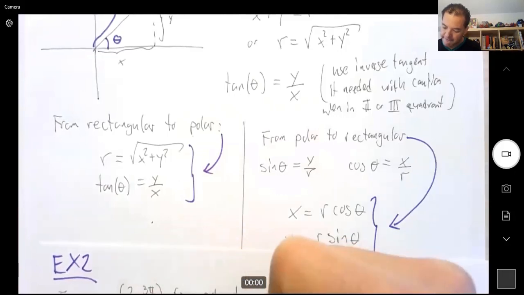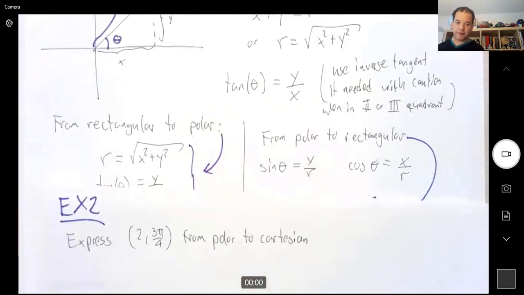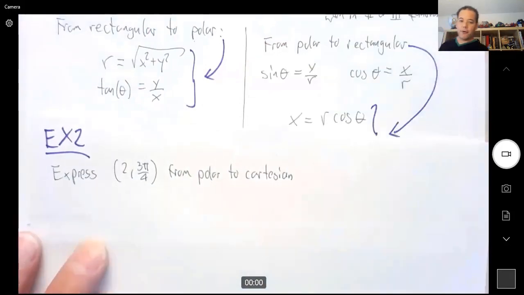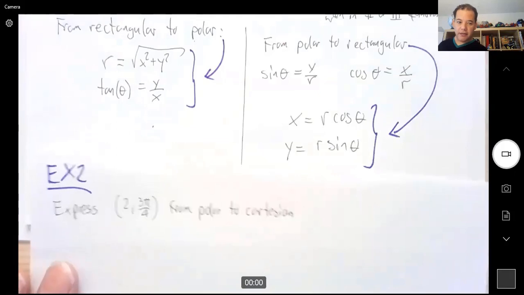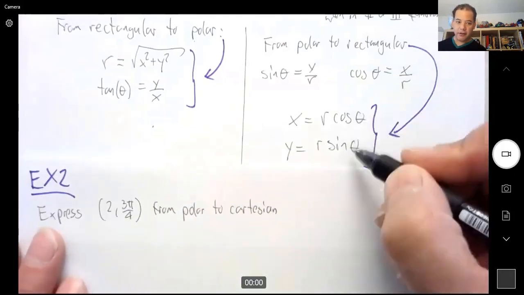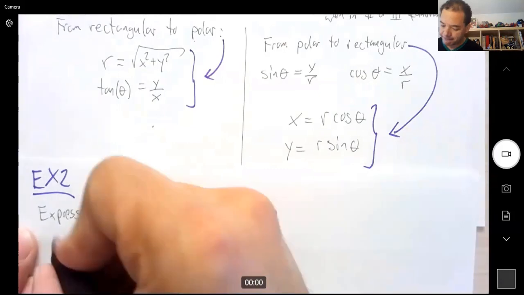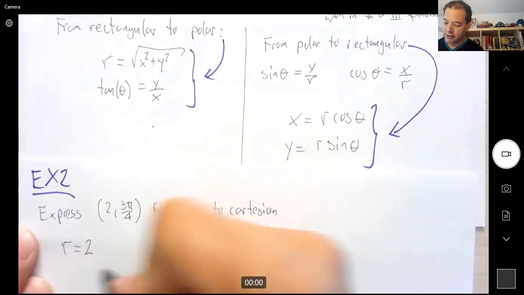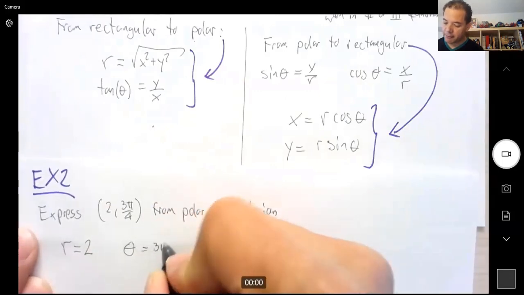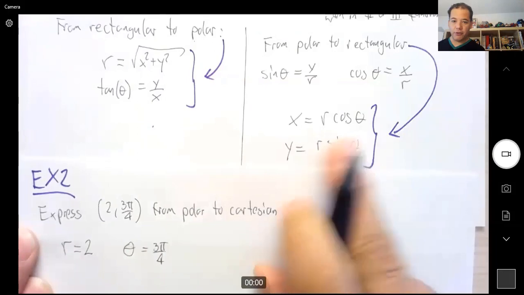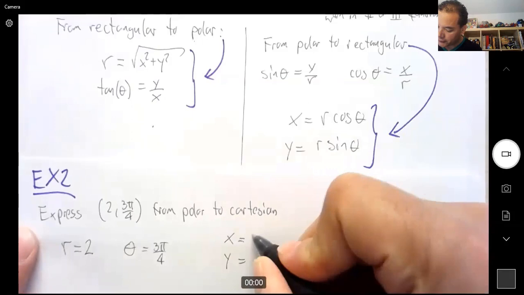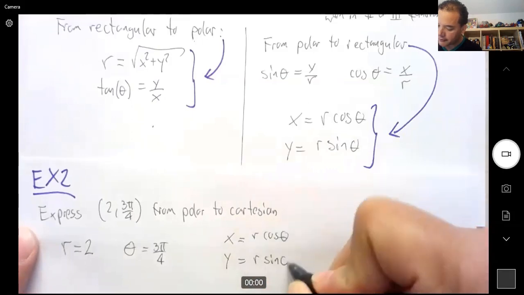From polar to Cartesian. Remember, Cartesian and rectangular are just words that mean the same thing. All right? So we want to go from polar to Cartesian, so we actually need these two over here. So here, what is the r? Well, this is the first coordinate, right? It's always the first coordinate. The r is 2, and the theta is 3 pi over 4. So we use these ones over here. So x and y are supposed to be r cosine theta and r sine theta.